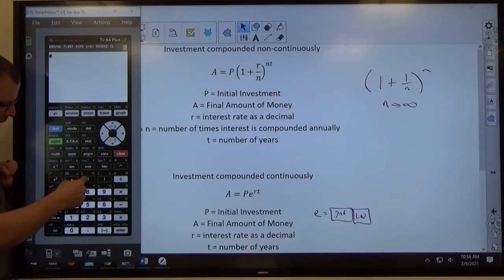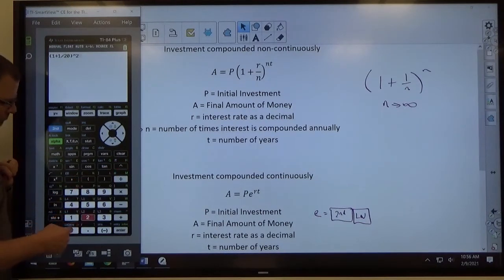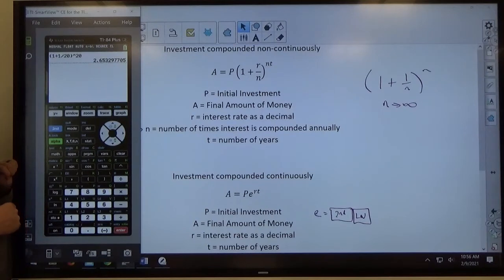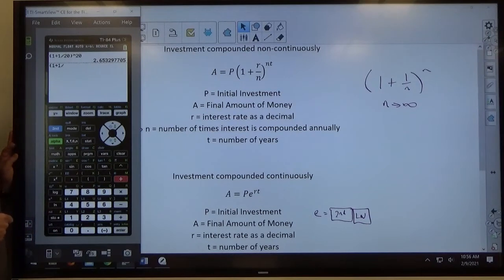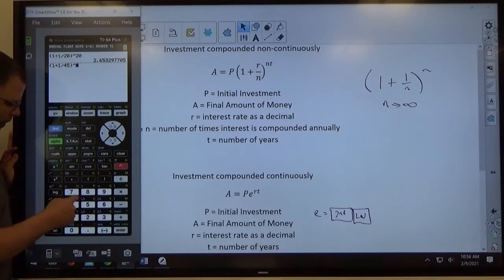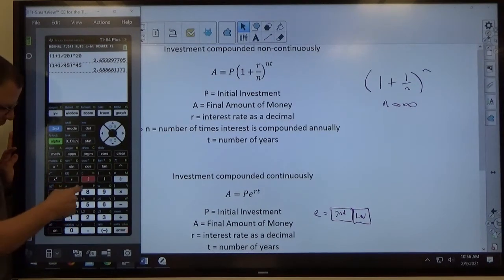So if I try 1 plus 1 divided by, pick a big number for n. 20. All right. And I go to the 20th power. It equals that number. Let's pick a bigger number than 20. 1 plus 1 divided by 45, to the 45th power gets that number. All right. Let's try a bigger number than 45.